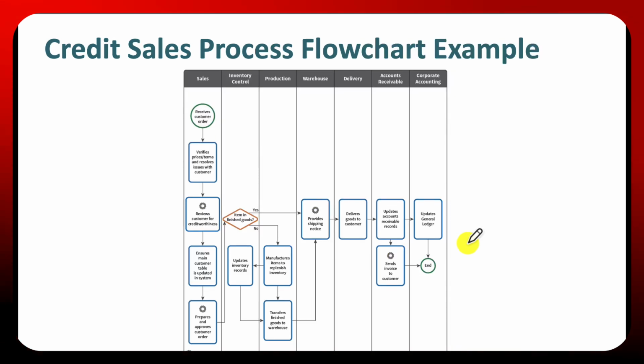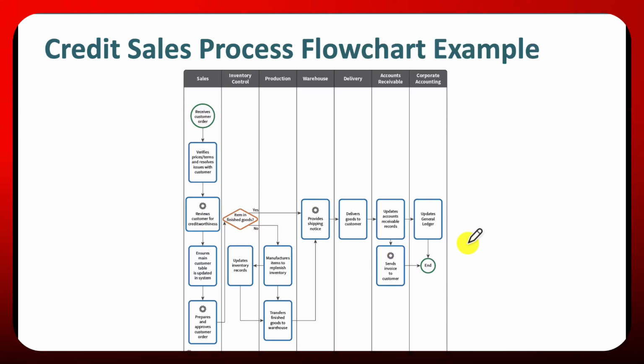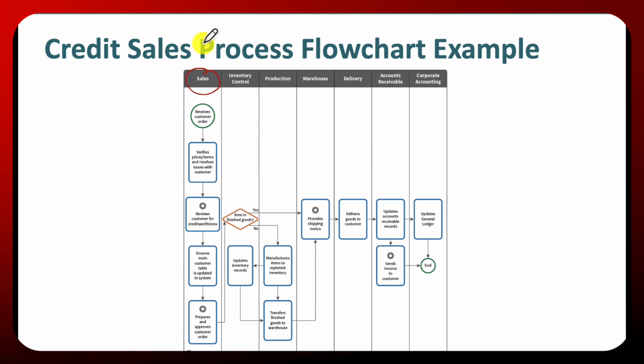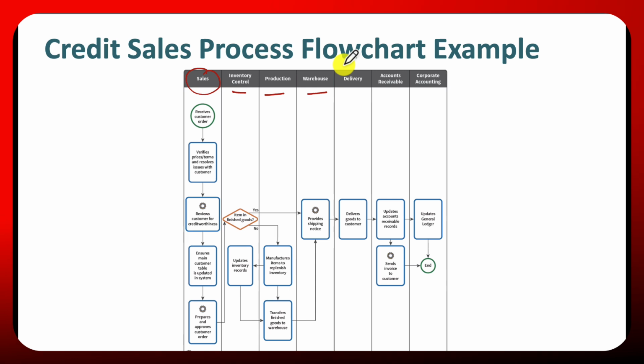And here we see the credit sales process flowchart, starting with sales and then including our inventory control, production, the role of the warehouse, delivery of the goods to the customer, and then the accounts receivable. And that concludes our lecture.